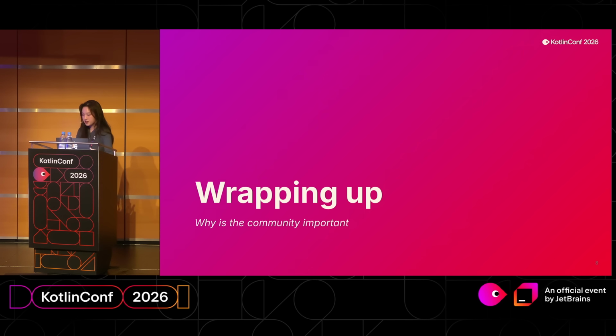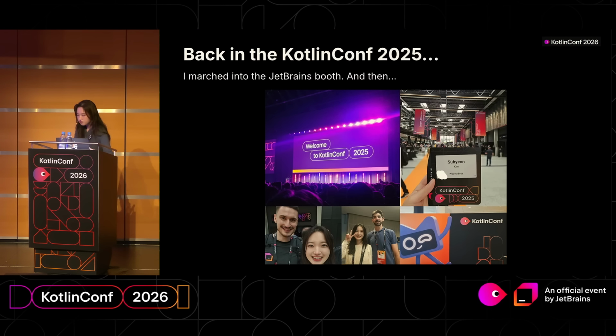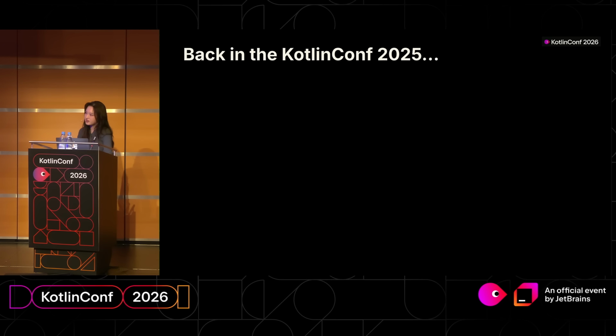I want to connect everything back to why the community matters. Back in 2025, KotlinConf was held in Copenhagen, and I went there with a clear goal. I was struggling with DI first, and I wanted direct feedback on our architecture from the people who built it. The CMP and KMP community still lacks established best practices for these kinds of problems, so I figured the best thing to do was to go straight to the JetBrains booth. And here's what happened.